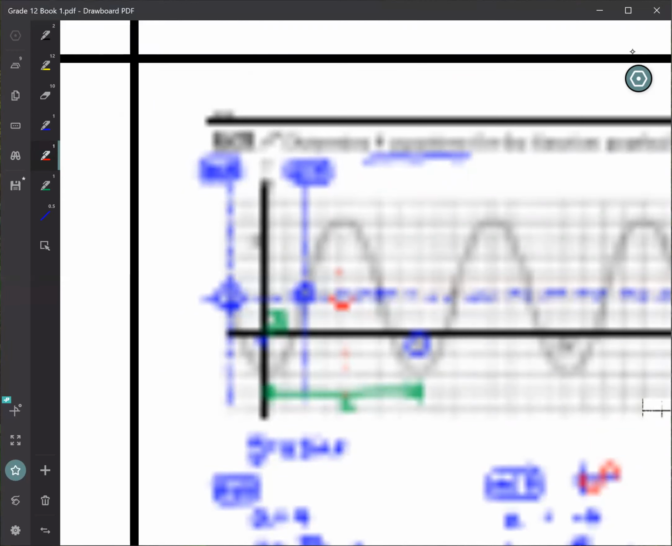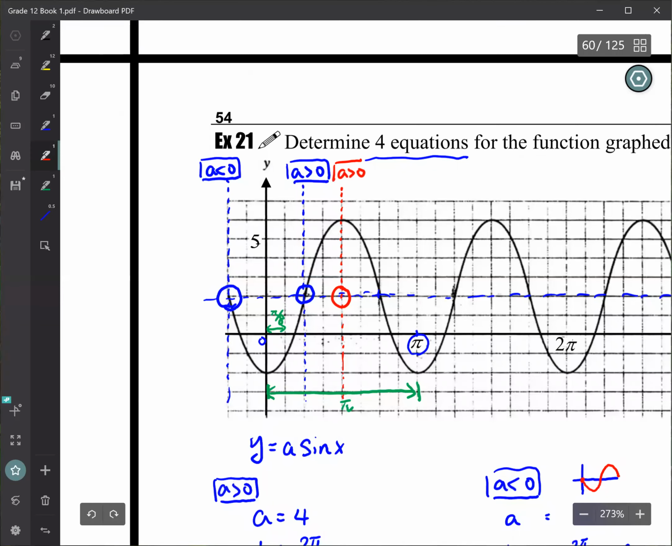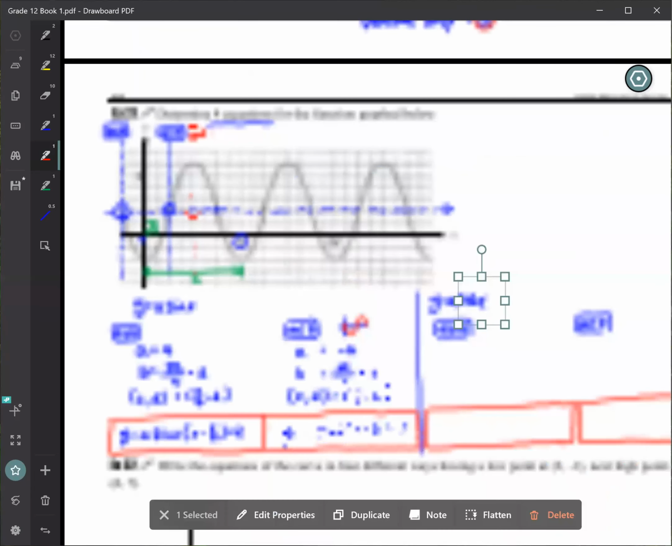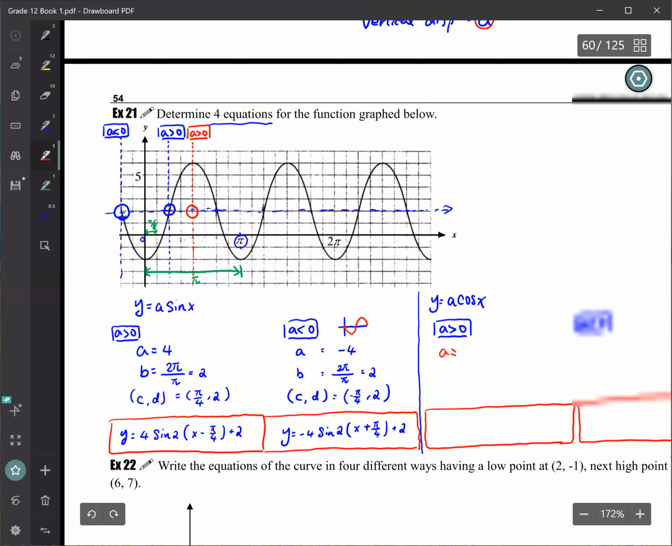Okay, the screen is lagging right now. Okay, A greater than 0. Okay, for cosine. So everything will be similar, right? So let's speed things up. So A will be 4. B is still the same. CD will be different now.